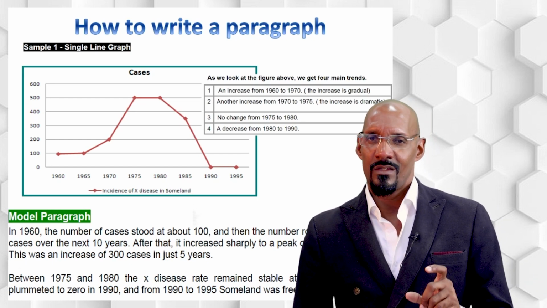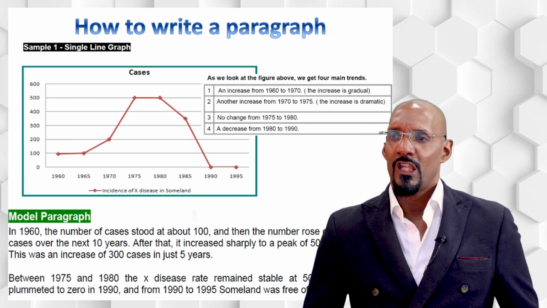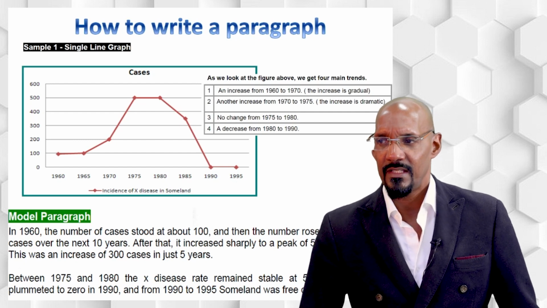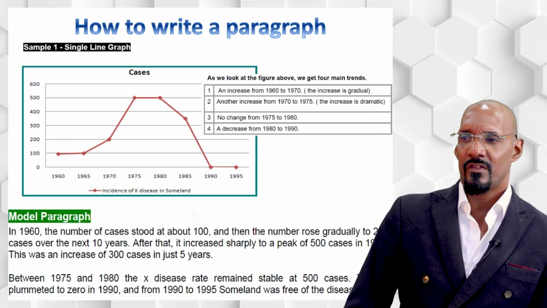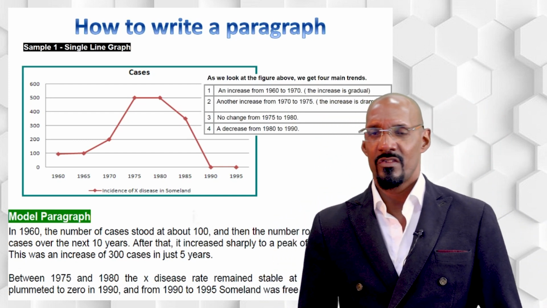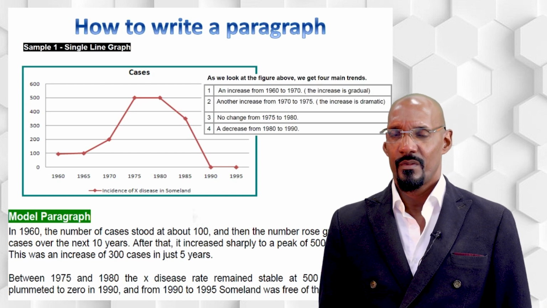I want you to take notice of some vocabulary in this paragraph. If you look in the first sentence, it says rose gradually. Next sentence, it says increased sharply. Then you see in the next sentence, remained stable. So you have a pattern of verb-adverb that we're going to talk about in the next video that will help you describe the patterns we're talking about. I'll see you there.